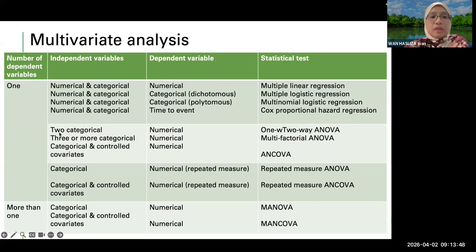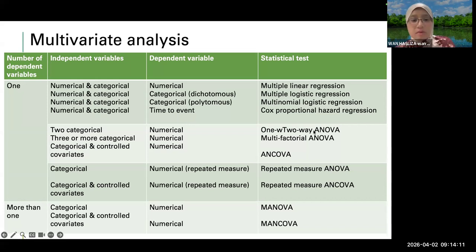Next, I want to use two categorical independent variables. I only have two. For example, you want to study gender, male, female, and at the same time, you want to study the race, Malay, Chinese, Indian. I have only two categories. My dependent is numerical.